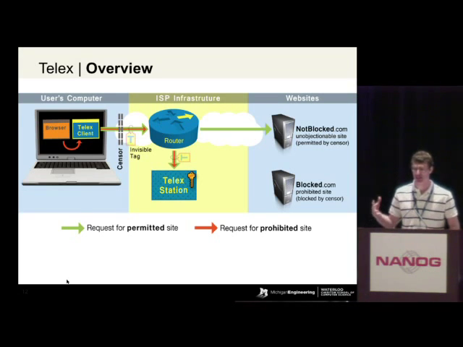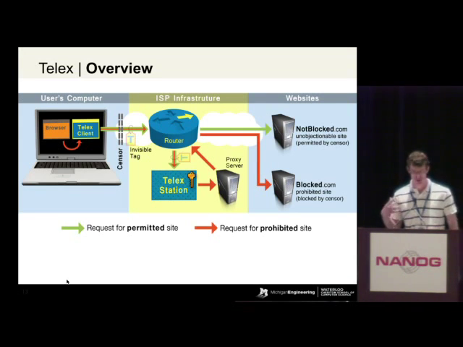And so once this happens, the Telex client is going to place inside this HTTPS connection the request for blocked.com. And because of the private key in the Telex station, we're able to decrypt this request, and only we are able to decrypt this request, and proxy it for the user. And so we send this request to blocked.com via the proxy server and get the response. And when we send data back to the user, we actually spoof it from notblocked.com and re-encrypt it and all of that. So to the censor, this looks exactly like an innocuous HTTPS connection to notblocked.com.